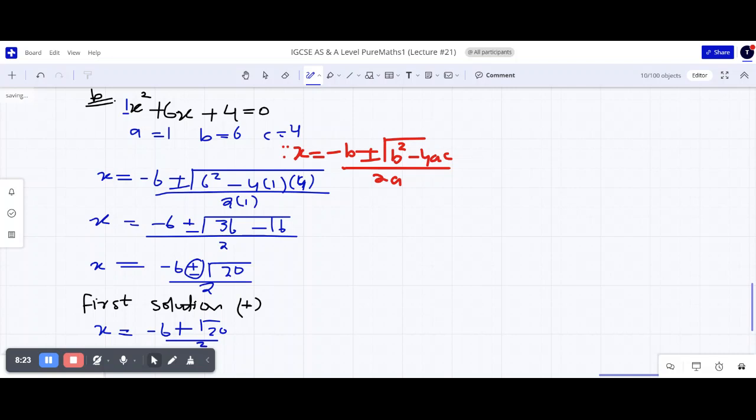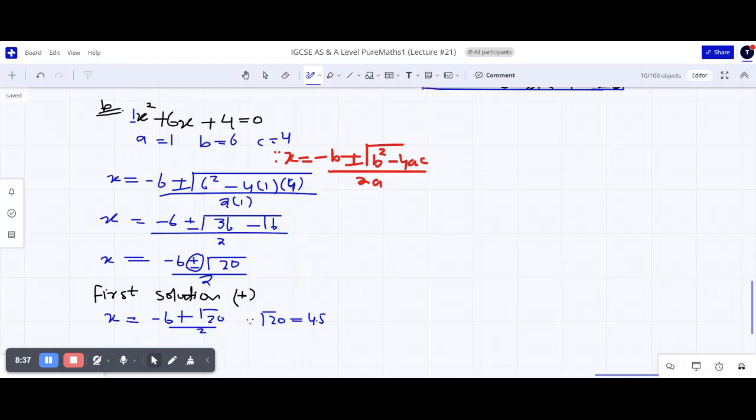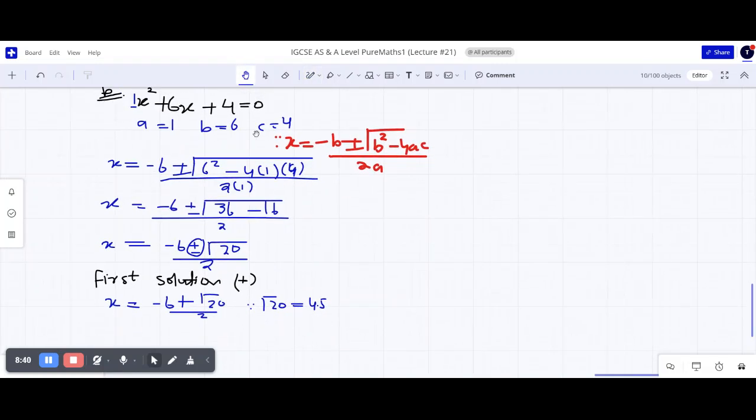On the calculator we will solve root 20, which is 4.5. So the answer for this would be minus 0.76, the one solution.